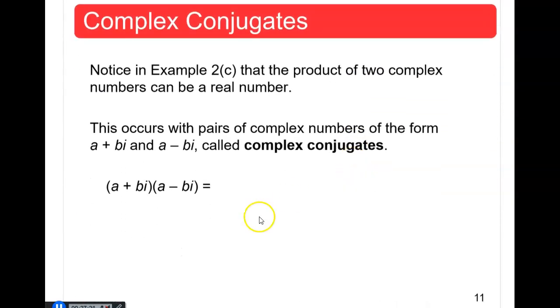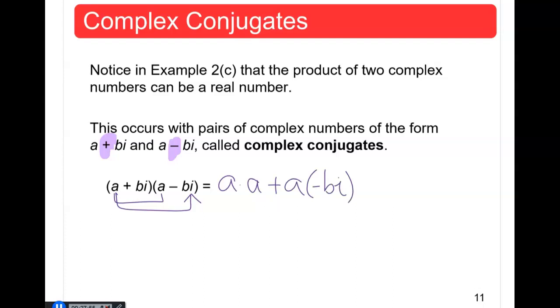Okay, so let's see what's going to be our shortcut for complex conjugates. Again, you could see that we have the same real and imaginary parts. The only difference is the sign of the imaginary part, right? So if we multiply them the long way, it will be a times a, then a times negative bi, and then positive bi times a, and then finally positive bi times negative bi.